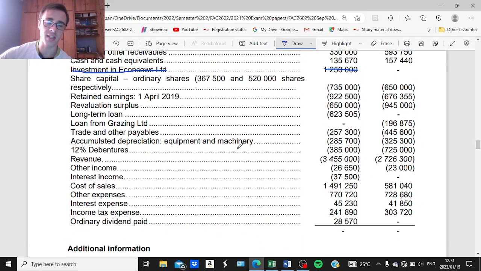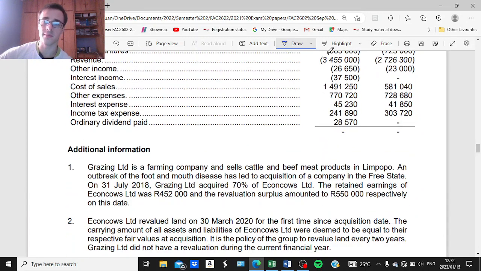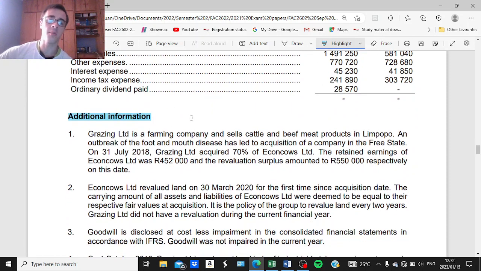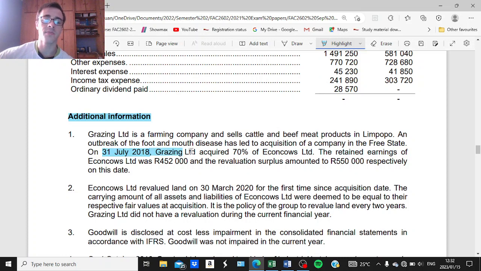That will be given in additional information point 1, which says the following. Grazing Ltd is a farming company and sells cattle and beef meat products in Limpopo. An outbreak of the foot and mouth disease has led to the acquisition of a company in the Free State. So the parent operates in Limpopo, whereas the subsidiary operates in the Free State. On the 31st of July 2018, Grazing Ltd acquired 70% of Consolidated Ltd.